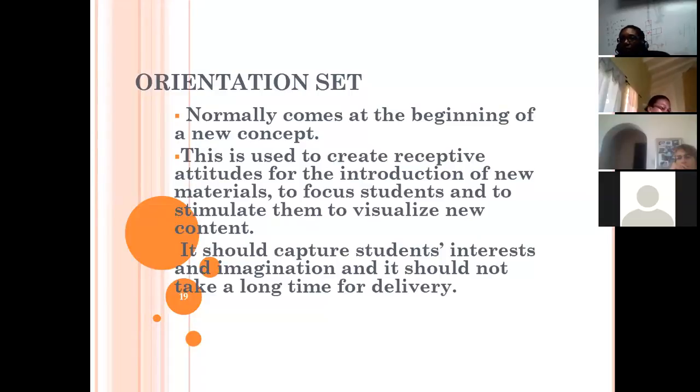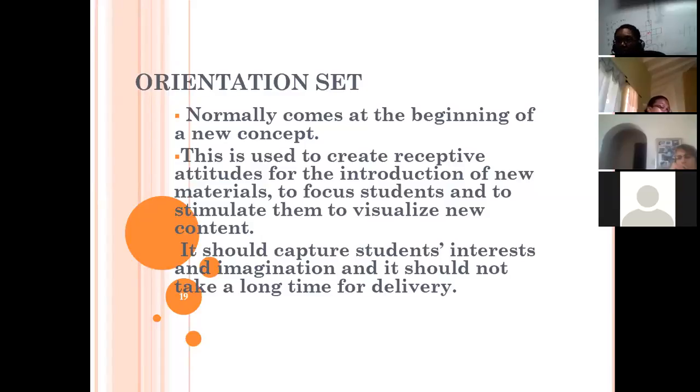So your introduction, your orientation set, your engage phase, they play the same role. And the role here is to create receptive attitudes for the introduction of new materials, to focus the students, and to stimulate them to visualize new content. It should capture the students' interest and imagination and should not take too long for delivery. So this phase of your lesson should be about 8 to 10 minutes.